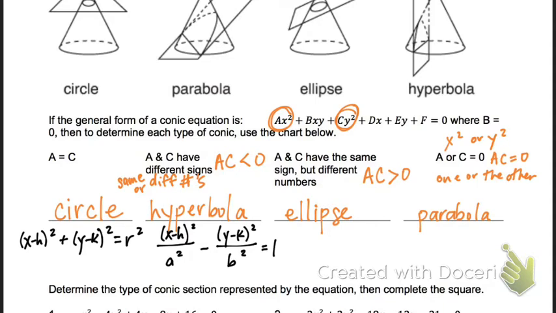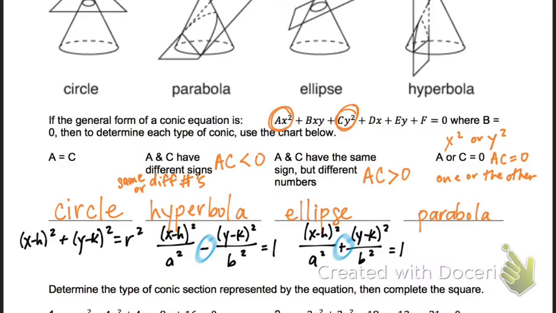For an ellipse, x minus h squared over a squared plus y minus k squared over b squared equals 1. So far, the difference we see is minus and plus.